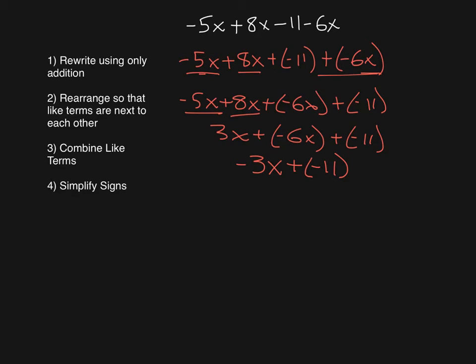Now I want to write this expression as simply as possible. So our last step here is very important when we're trying to simplify things. We want to make sure our signs are written simply. Now instead of plus negative 11, I'm going to rewrite this as minus 11. So that way we have this expression written out as simply as possible.